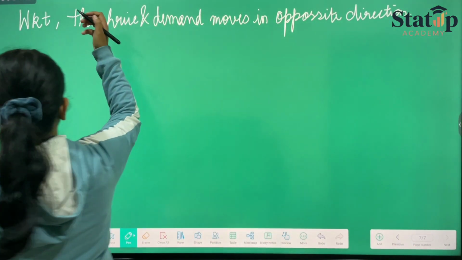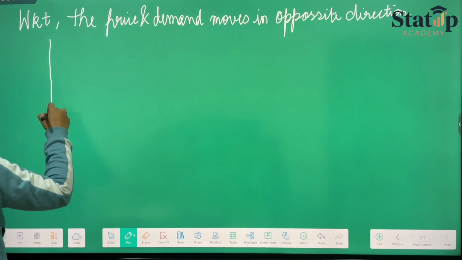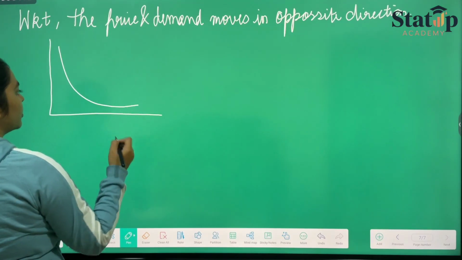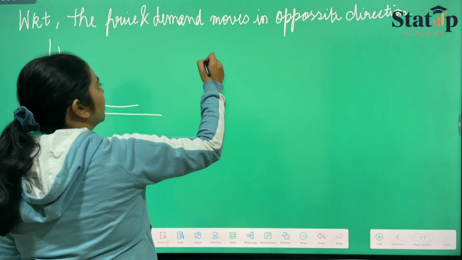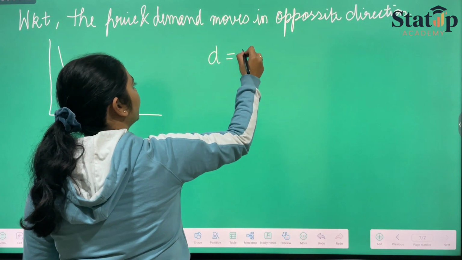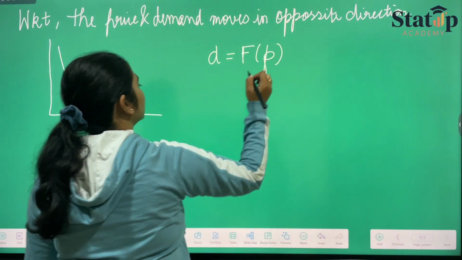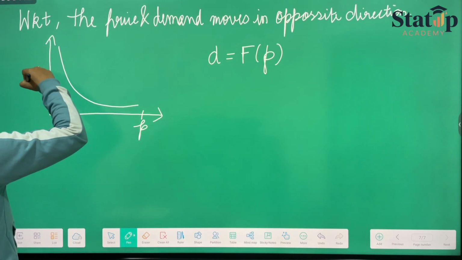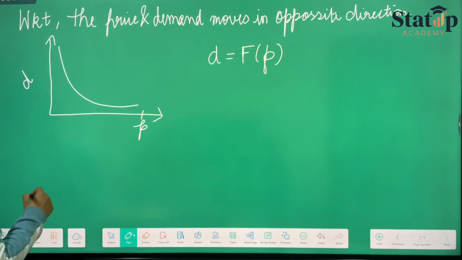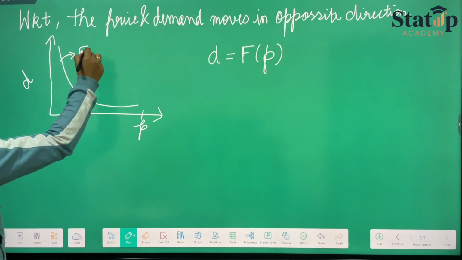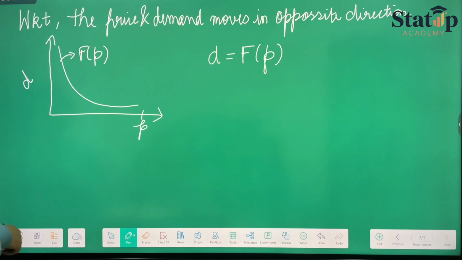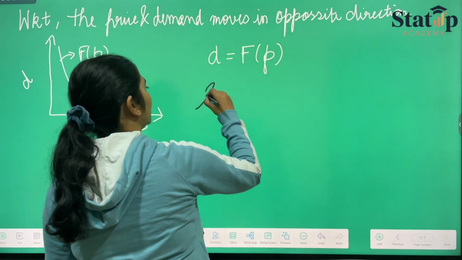Whenever price increases, we can also draw the graph. Whenever price increases, the demand decreases. So if the demand is a function of price, suppose, here we are representing price on the x-axis and demand on the y-axis, and this is the function of price. As and when the price is increasing, we can say that the demand is decreasing. Or we can also say that we have the substitution effect here.